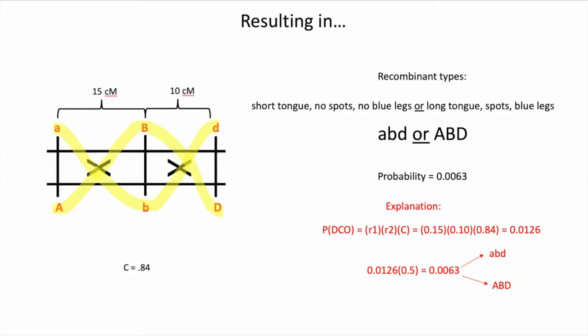The formula for the probability of the double crossover is R1 times R2 times C, the coefficient of coincidence, and once you plug your numbers in, you get 0.0126. That times 1/2 is 0.0063, which is the probability for each gamete.